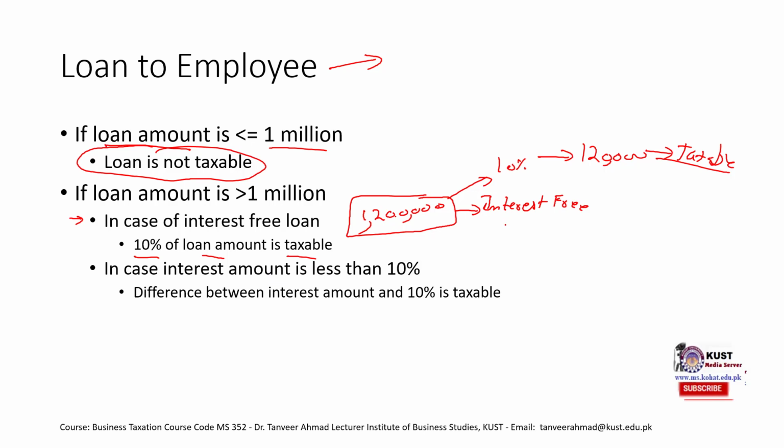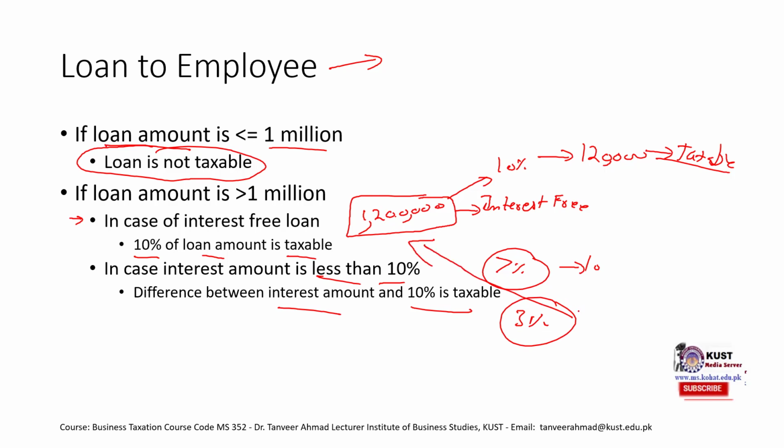What if there is some interest? I mean, the employer didn't provide the loan interest-free, but rather there is some interest, and the interest is less than 10%. Let's just say it is 7%. There is 7% interest. Then the difference between the interest rate and 10% is taxable. So if 7% is the interest being charged by the employer, the difference between 10% and 7% is obviously 3%. So this 3% of the loan amount would be taxable.